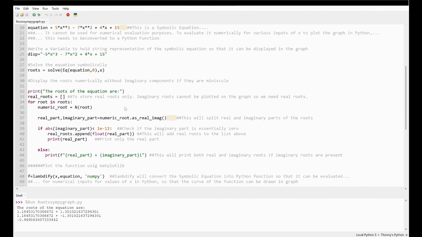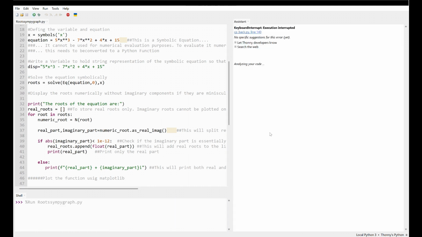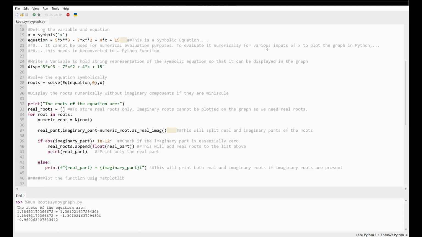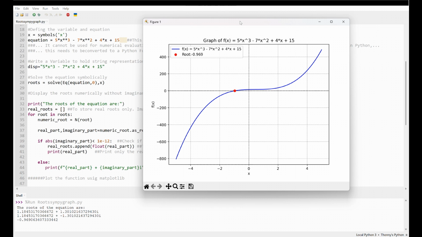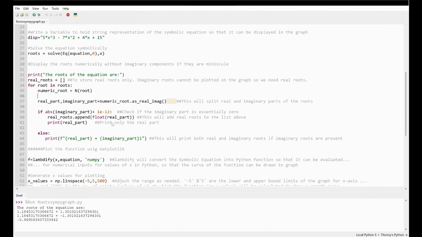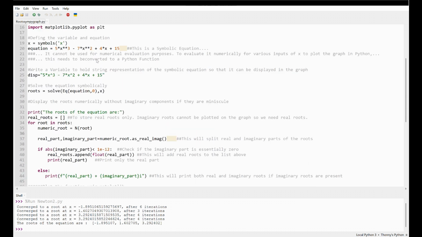So over here in display I've added negative before 5, so I'll just remove that. It should be 5x cubed, and there it is, 5x cubed minus 7x squared plus 4x plus 15. That's the title. The legend has the function and the root value. The curve shows the root point as well, so that's good. So that's an easy way of plotting a graph, just to visualize how the function looks, along with the numbers that you get as your answer.